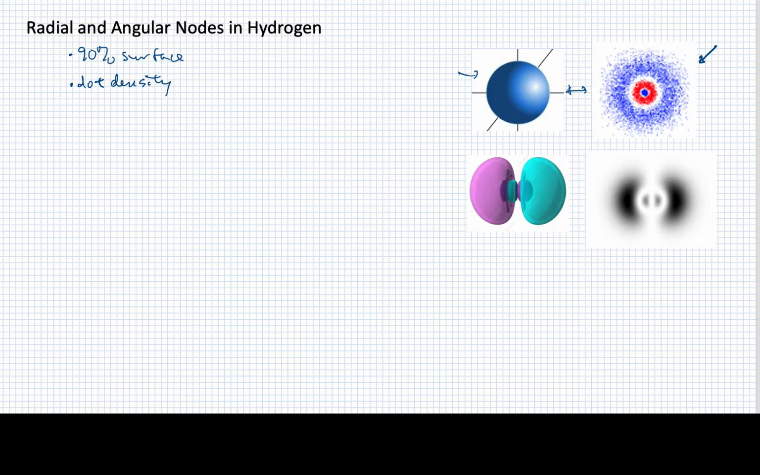One can also use cross sections, and the dot density plot that we've shown here is an example of a cross section of the hydrogen atom wave function, but there are many ways that one can do a cross section. Now, the shapes of these functions are largely determined by the locations and the types of their nodal surfaces.